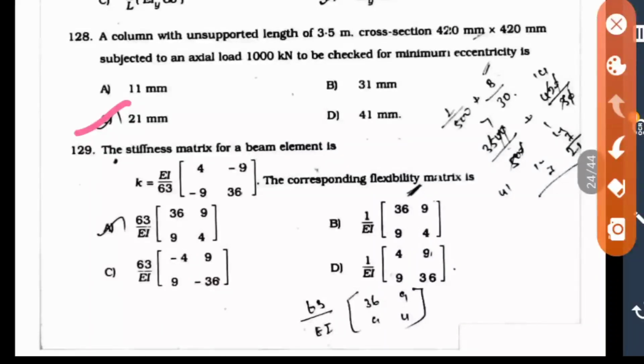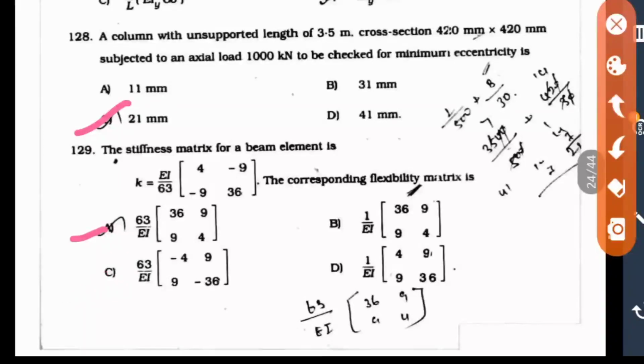Question 129. The stiffness matrix for a beam element is given and the corresponding flexibility matrix they have asked here. Okay, so here we have already seen a type of this question in the TRB 2017 question paper also. So what is the method to find this? First we should know that the flexibility is just the inverse of the stiffness. So automatically this first term, EI by 63, will be inverted for the flexibility matrix. So in the options, only options A and C have 63 by EI. So within that only the answer will be there.